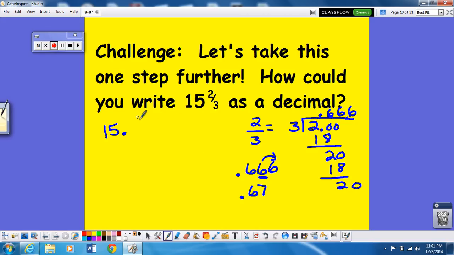So 15 2/3 would be 15 and 67 hundredths. Okay, remember we always round to the hundredths place if our numbers continue on. So not as hard as it looks. Just know that your whole number is not going to change. Remember your "and" tells you that you're going to have a decimal afterwards, a portion of a whole. Figure out what 2/3 equals and then just add that to the 15. 15 2/3 is the same thing as 15 and 67 hundredths.